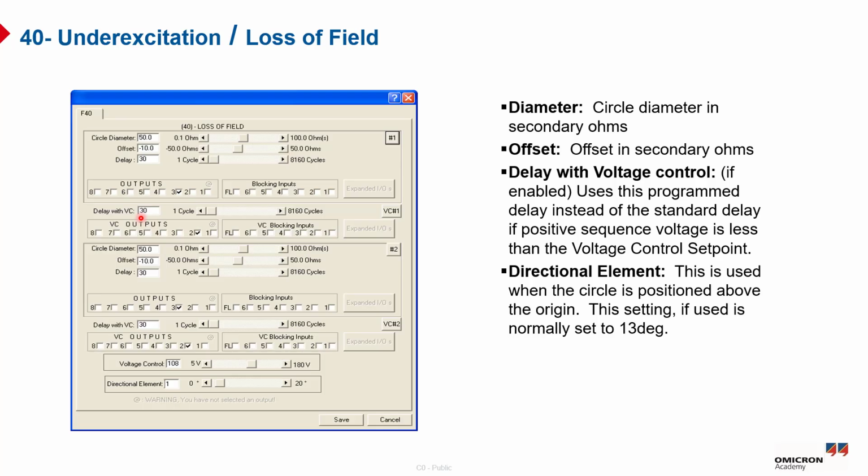Also, we have the voltage control. When enabled, the relay can use a special delay with the voltage supervision. This alternate time delay activates when the positive sequence voltage drops below the set control threshold, ensuring that the relay reacts appropriately during voltage collapse scenarios. Finally, the directional element is applied when the circle is placed above the origin, typically with an angle setting around 13 degrees, to ensure correct directionality and to prevent unwanted operation during power swings or external disturbances.